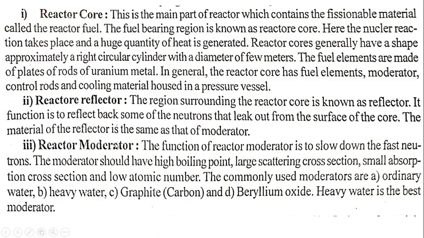Now next, that is the reactor moderator. The function of the reactor moderator is to slow down the fast neutrons. The moderator should have high boiling point, large scattering cross section, small absorption cross section, and low atomic number. The commonly used moderators are ordinary water, heavy water, graphite, and beryllium oxide. Heavy water is the best moderator.